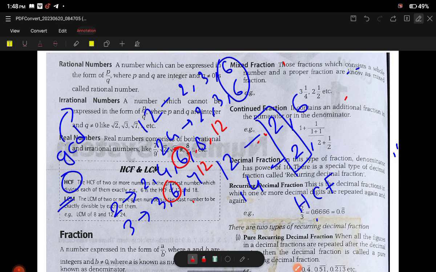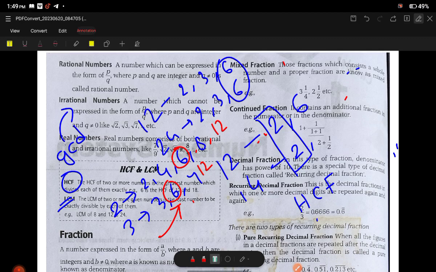Then multiples of 6 will be common. 12 will also be a common multiple, right? And then 18 will also be a common multiple. But what is the least common multiple? The least common multiple is 6. So here the LCM of 2 and 3 will be 6. Okay, so there are different processes to find out the LCM and HCF.